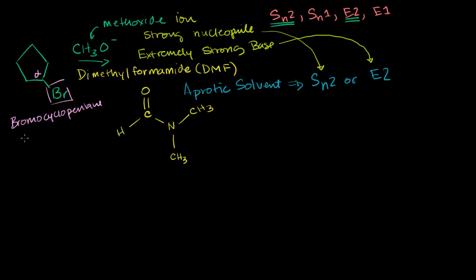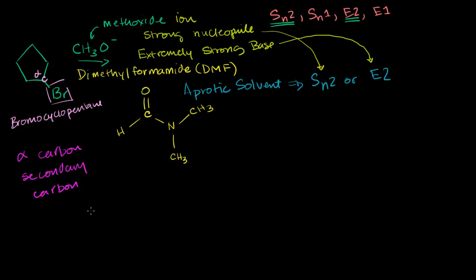We could call that the alpha carbon, and it is a secondary carbon. This carbon right here is bonded to two other carbons. So this alpha carbon, let me write it this way, this alpha carbon is a secondary carbon. And that kind of makes it neutral in this mix.